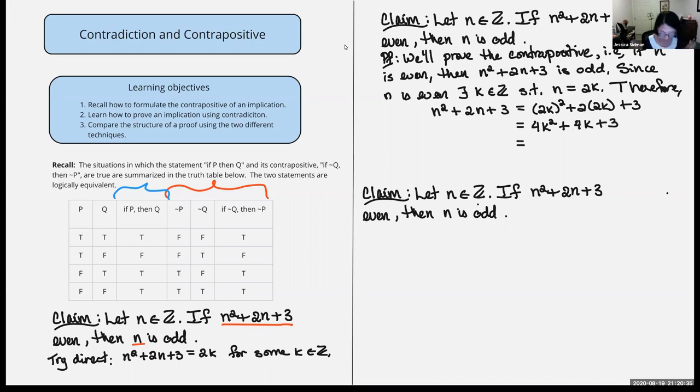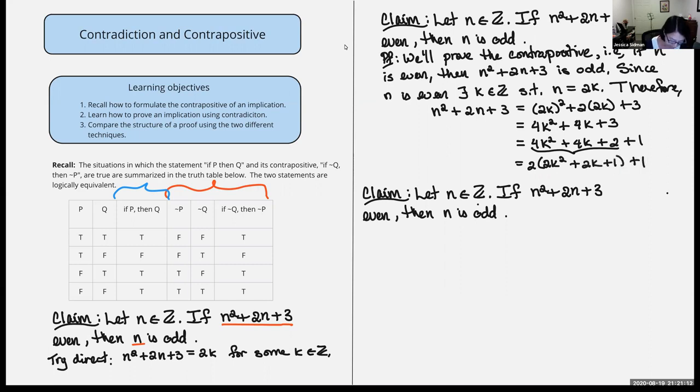And now I have to remember, I've done some algebra, I've simplified things. What conclusion am I trying to draw? I'm trying to draw the conclusion that n squared plus 2n plus 3 is odd. So I want to write it as 2 times an integer plus 1. And what I can see is that I can rewrite this as 4k squared plus 4k plus 2 plus 1. And this part is even. It's equal to 2 times 2k squared plus 2k plus 1.